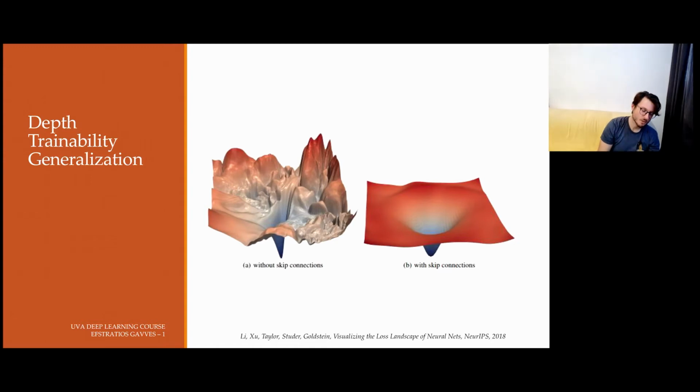Hi, now let's discuss a bit about the relation between depth, trainability and generalization, and let's try to understand a bit more why residual connections actually had such a big impact in allowing us to train deeper neural networks.